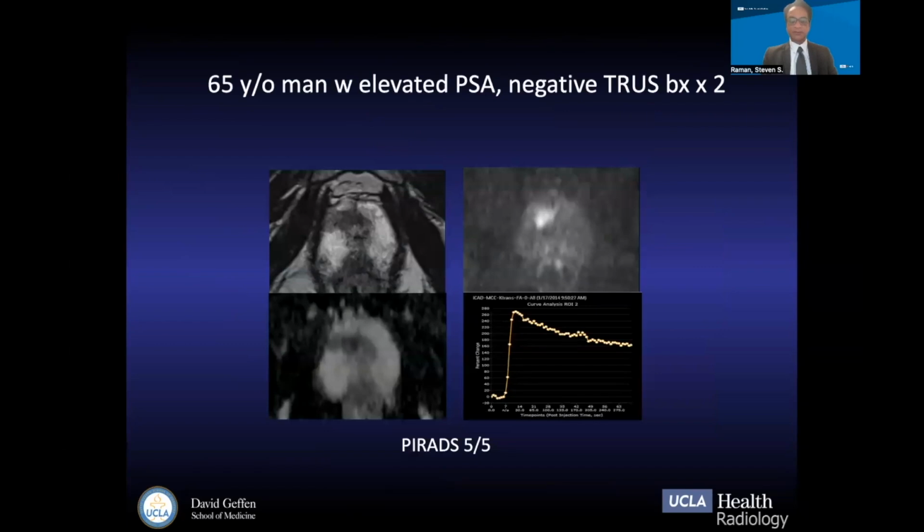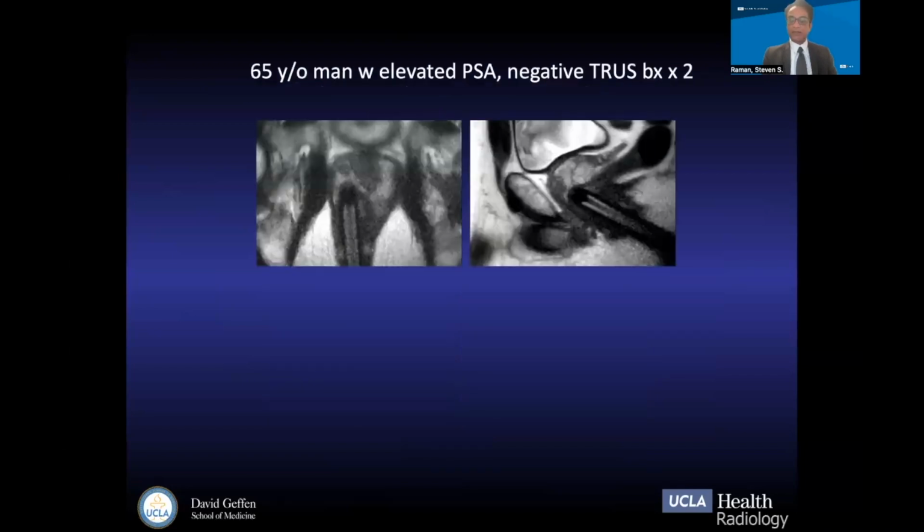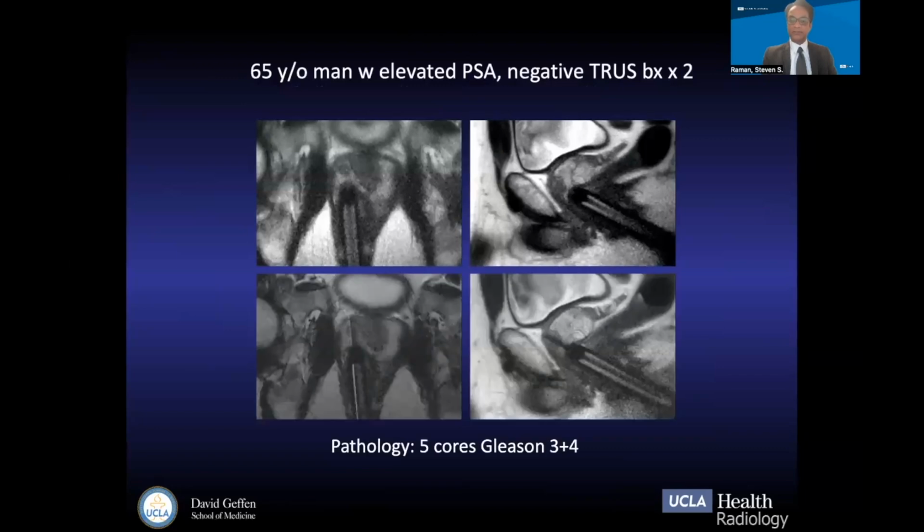As an example, let's look at a 65-year-old man with elevated PSA and negative TRUS biopsies twice in the past. Here on this MR, we see a T2 hypointense region in the anterior horn on the right side, which is restricting in diffusion and with an aggressive, very rapid uptake on the perfusion curve for a PIRADS 5 of 5. So this patient underwent, in this case, in-bore biopsy, where we took 5 cores, 3 in the lesion and 2 in the penumbra, and showed Gleason 3+4 cancer.